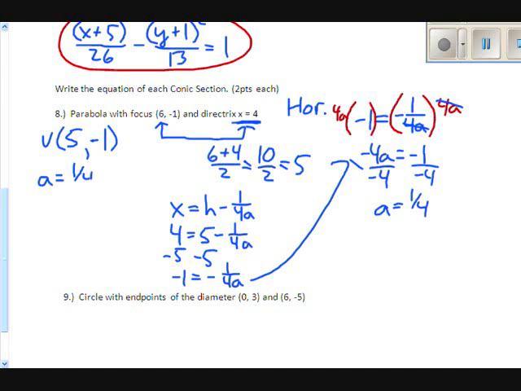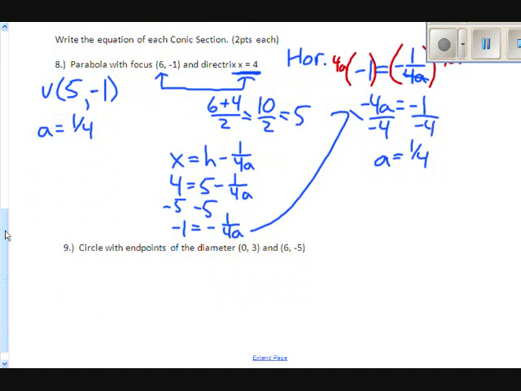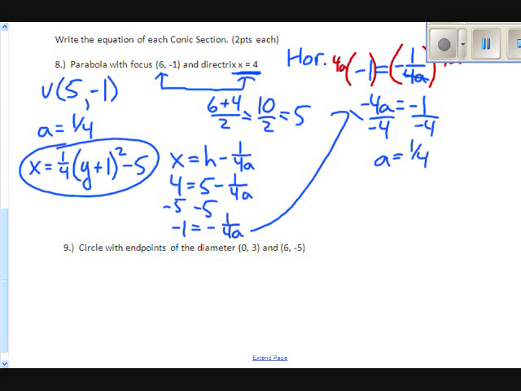So that's 1/4. So now my equation, since it's a horizontal parabola, is going to be x equals 1/4 and then y minus k, which is like the +1, squared, plus h, which is the 5. And that's it.